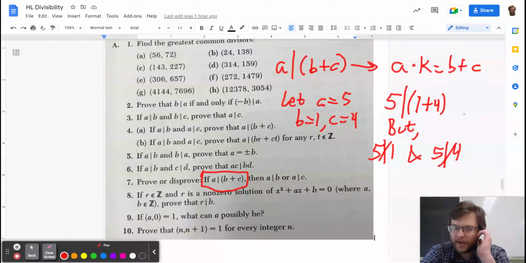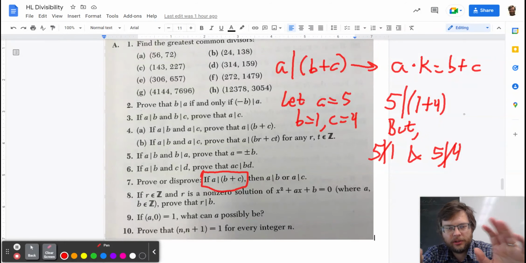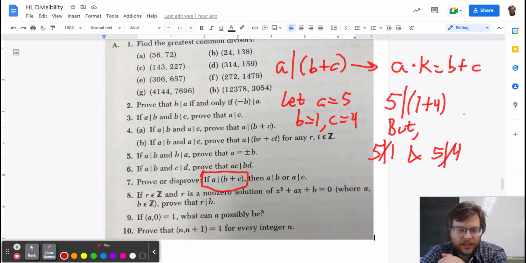And so I want you to take a second and think about the difference between question 4 and question 7, how it's switched the if and the then parts of it, and how you really did need to know for part 4 that A divided each of the original terms before you could conclude that it divided their sum as well.